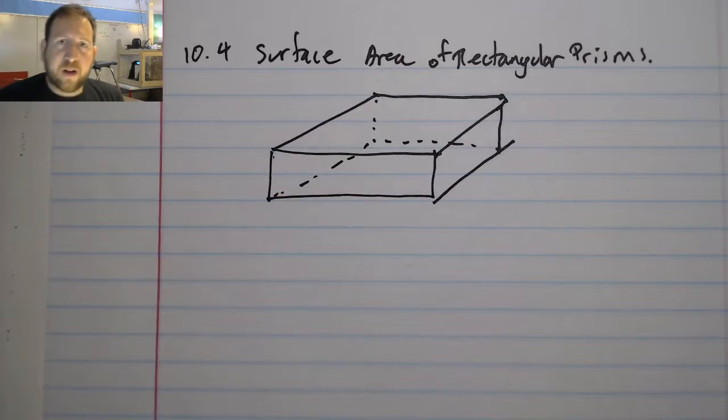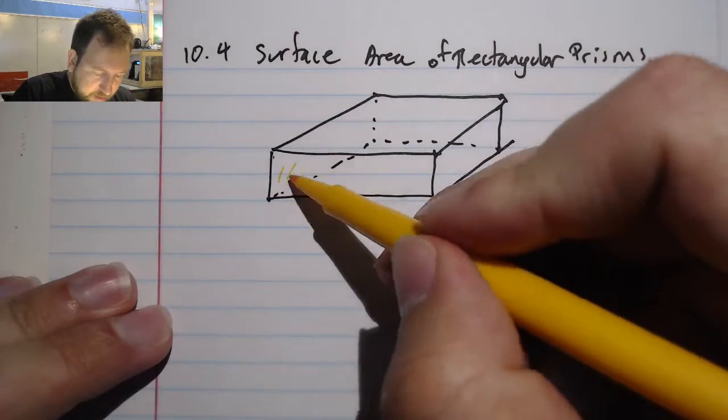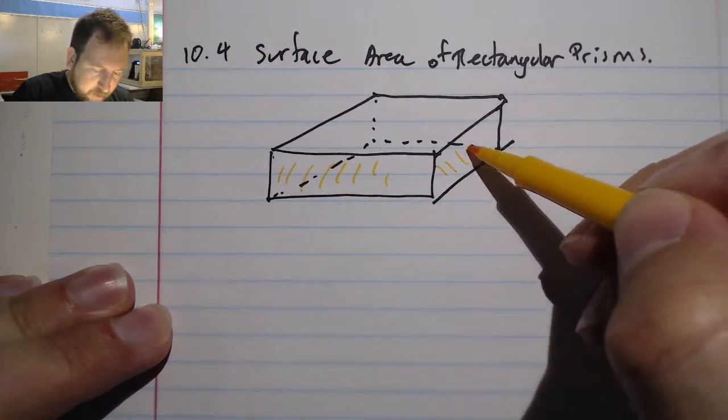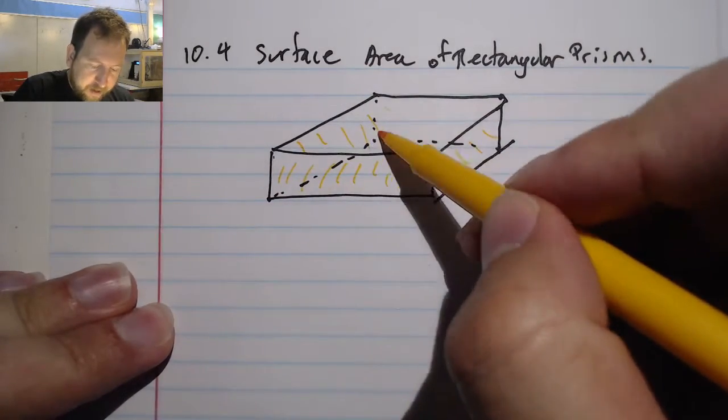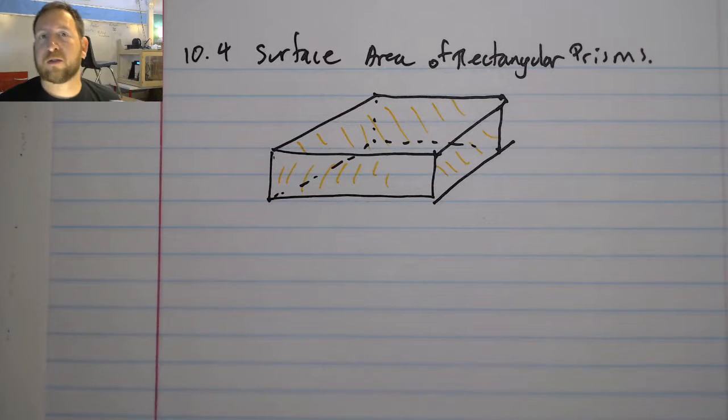And we're finding the surface area this time, so I just want to know kind of the area on each side, like this, and I'm going to add them all up. But I need to get all of the sides, not just the ones that I can see.